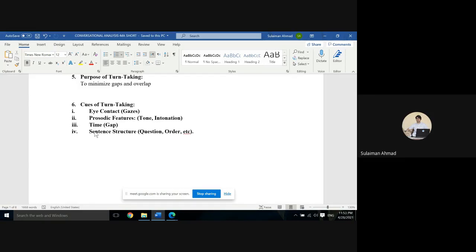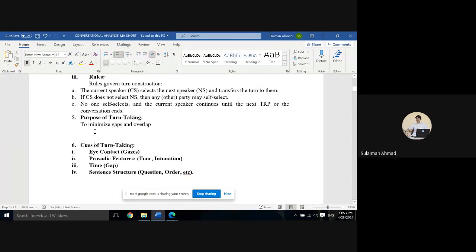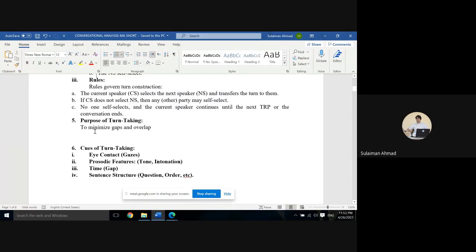So, the sentence structure is actually a clue, a kind of signal with the help of which we indicate to the next person that now we are done with our turn, and now it is their turn. But it is the transition relevant point. It is the relevant point. It is the appropriate time for them to take the turn, right? So these are certain clues used for turn taking in turn allocation.